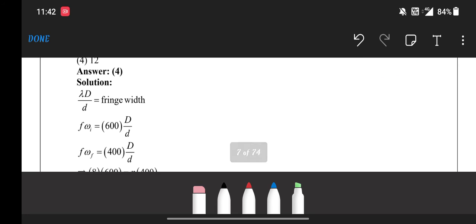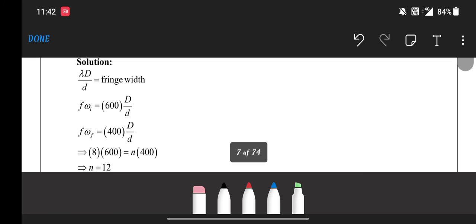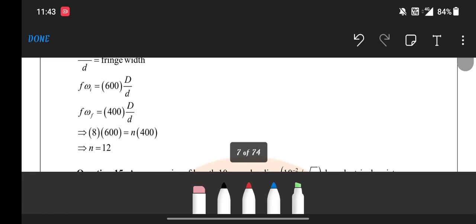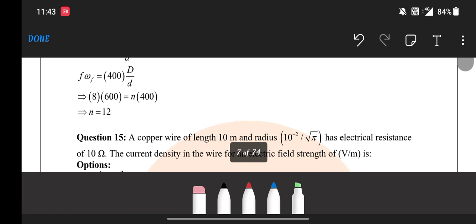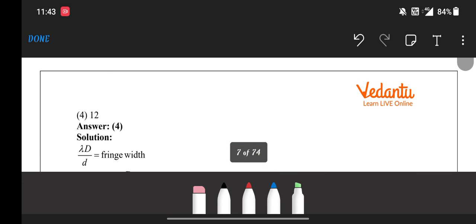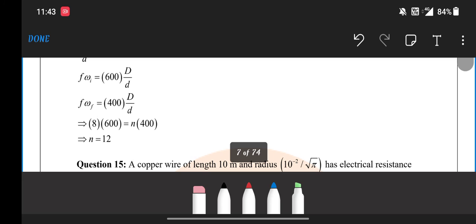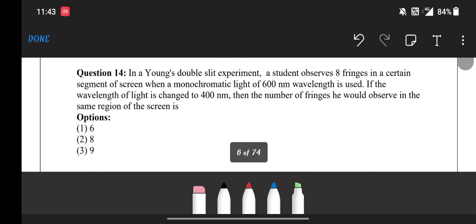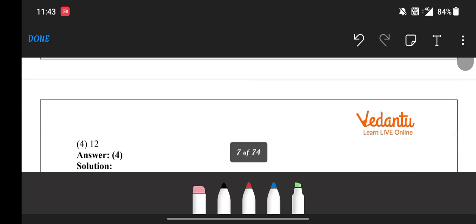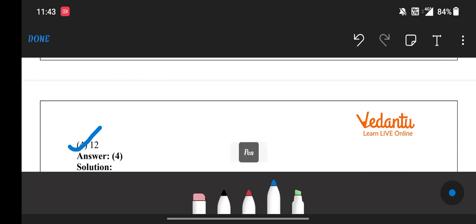So capital D by small d times the wavelength is equal to the ring width. So the ring width is equal to 600 capital D by small d, and then it is equal to 400 D by d. So therefore 8 times 600 is equal to n times 400. So therefore n is equal to 12 is the answer we will get. So the correct answer is option 4, that is n is equal to 12.